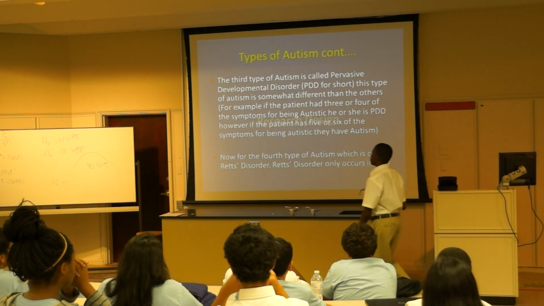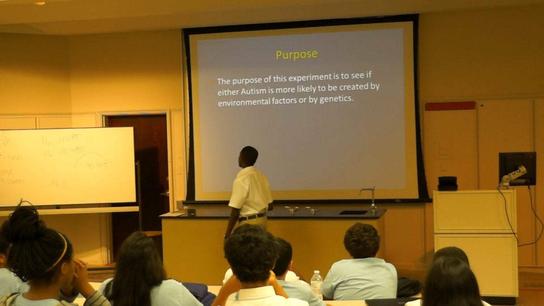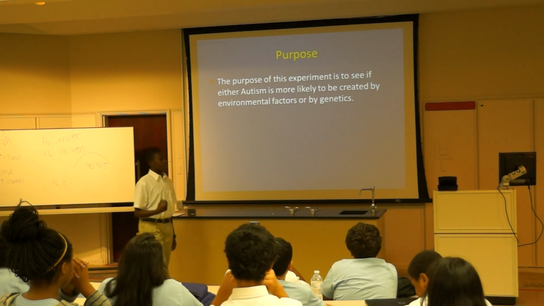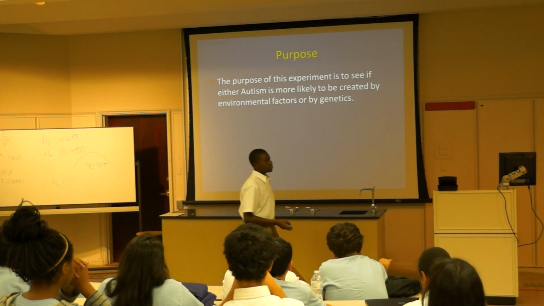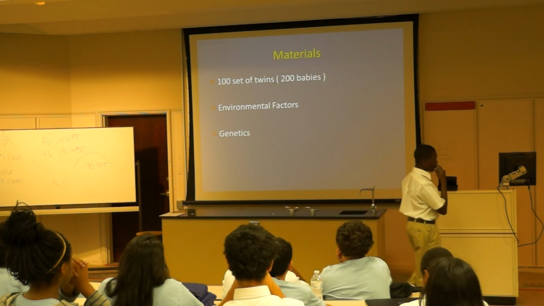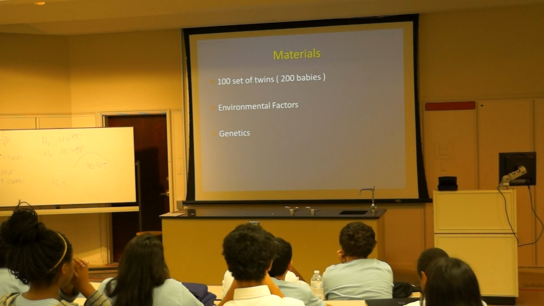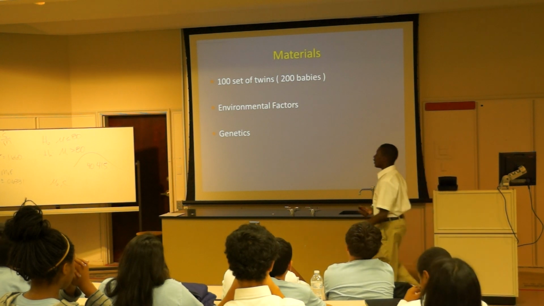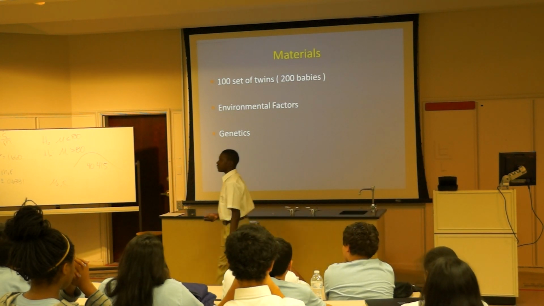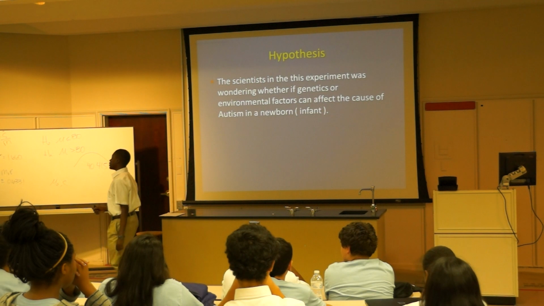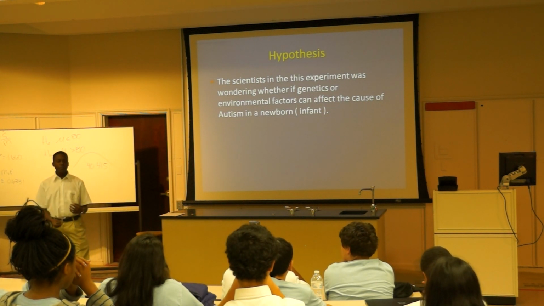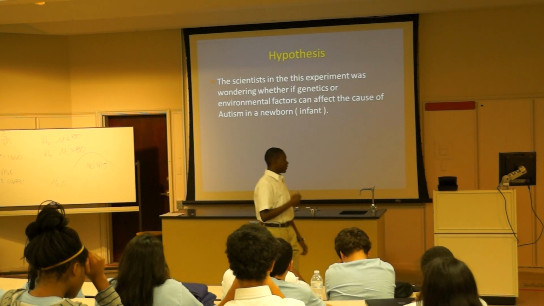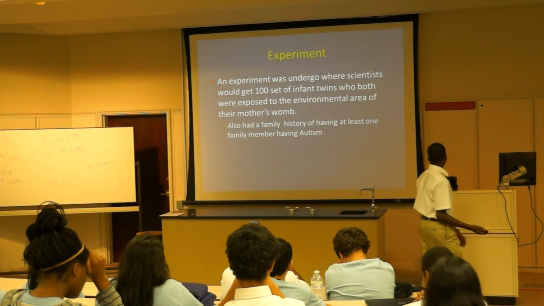It's just like autism. Research design. The purpose of this experiment is to see if autism is caused by genetics or by environmental factors. Next slide. Materials. They got 100 sets of twins, or 200 babies, environmental factors, and genetics. The hypothesis was that the scientists think the environmental factor will be a more leading cause of autism than genetics.